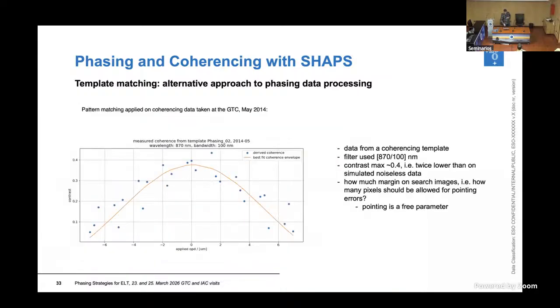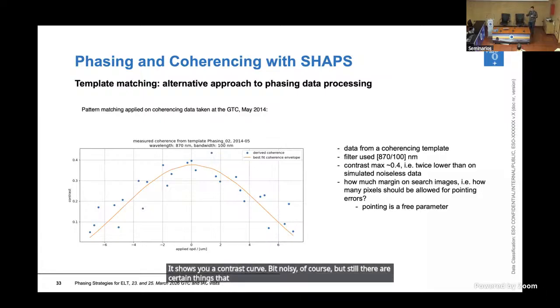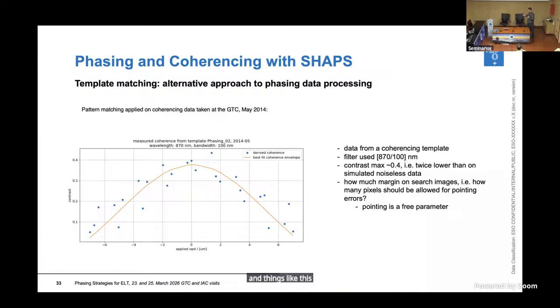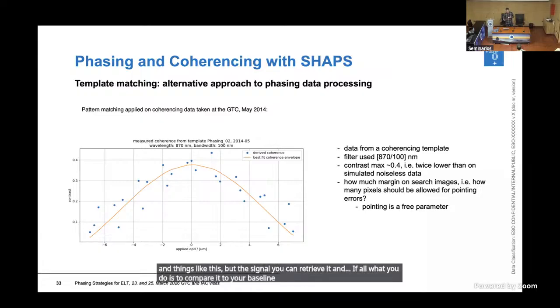Yeah. This is just the outcome of that template. It shows you a contrast curve, a bit noisy, of course, but still there are certain things that are not yet implemented in that experiment or in that simulation, like finding the centroid, validating the plate scale, and things like this. But there's signal, you can retrieve it, and if all you do is compare it to your baseline, you still get some more information.